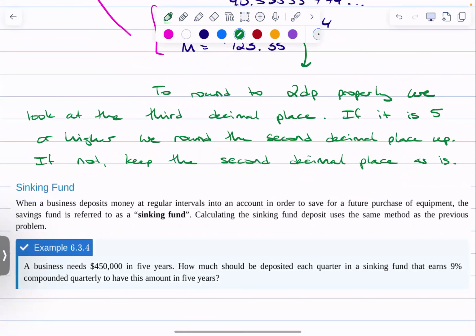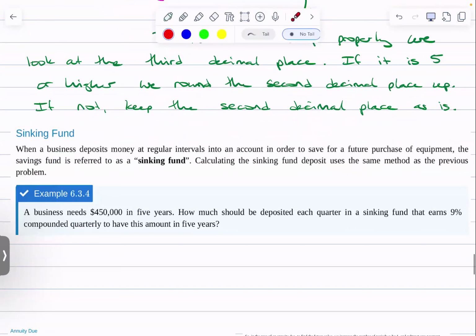So what we just did, if you want to get fancy, you can call it a sinking fund. In business, they call it a sinking fund. I'm convinced it's just to make them sound cooler, but it's really just a savings account where they're trying to save for some future amount. And so when a business deposits money at regular intervals into an account in order to save for a future purchase or equipment, the savings fund is referred to as a sinking fund. Doesn't really make sense to me, but that's just the name of it. I guess you're sinking money into the fund. I don't know.